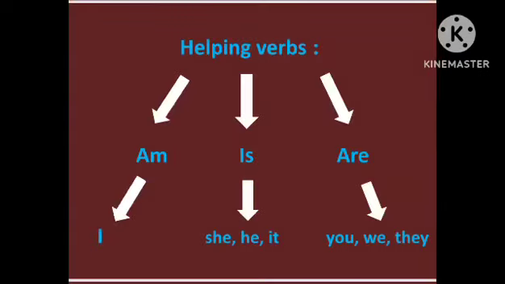I tell you that we have three kinds of helping verb, which are am or is or are. We choose one of them in the sentence, only one of them. We take the verb to be am if we have the subject I, and we take the verb to be is if we have the subject he, she, it. We take the verb to be are if we have the subject you or we or they.